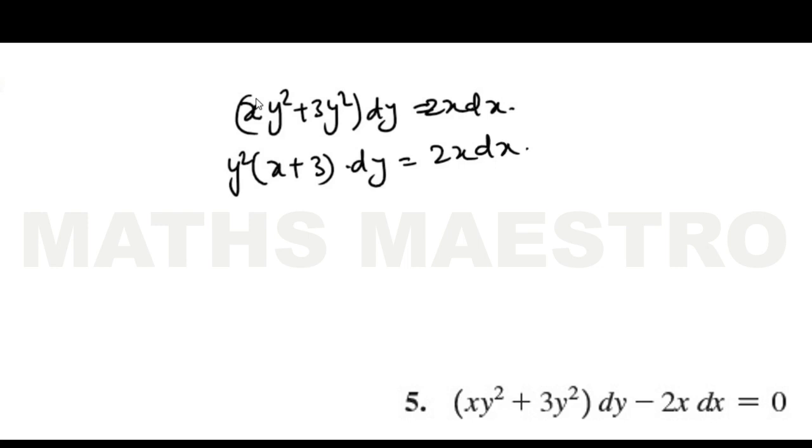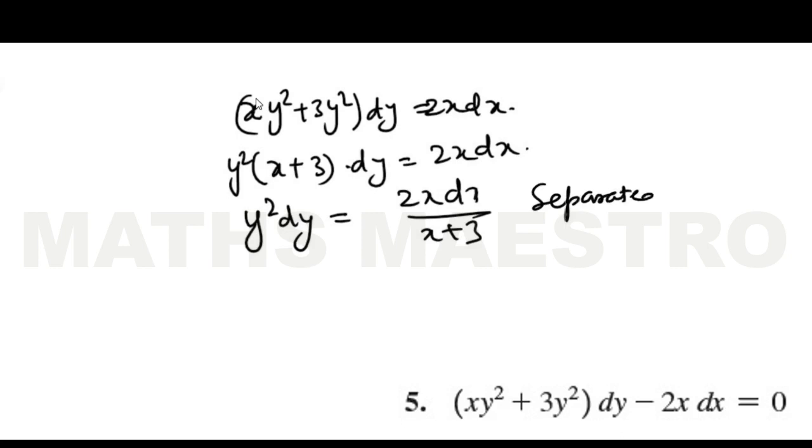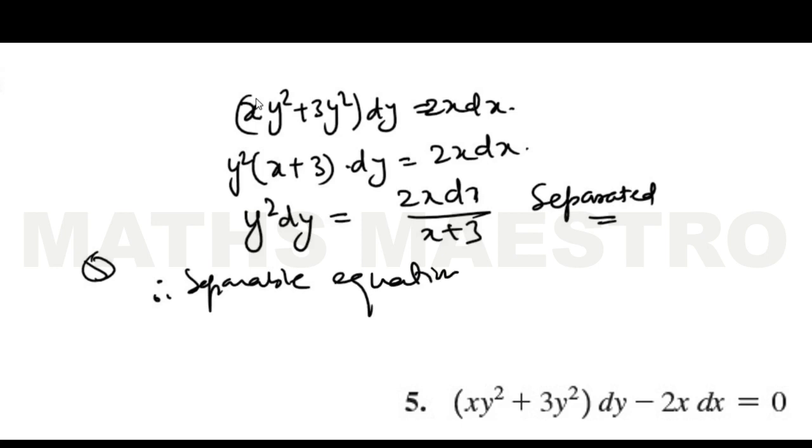equals 2x dx. Now we can divide the entire expression by x plus 3 on the left hand side and on the right hand side also. Left hand side will become y squared dy and right hand side will become 2x dx divided by x plus 3, okay? And then this is now separated. Therefore 5 is also a separable equation, right? And next question, let us see.